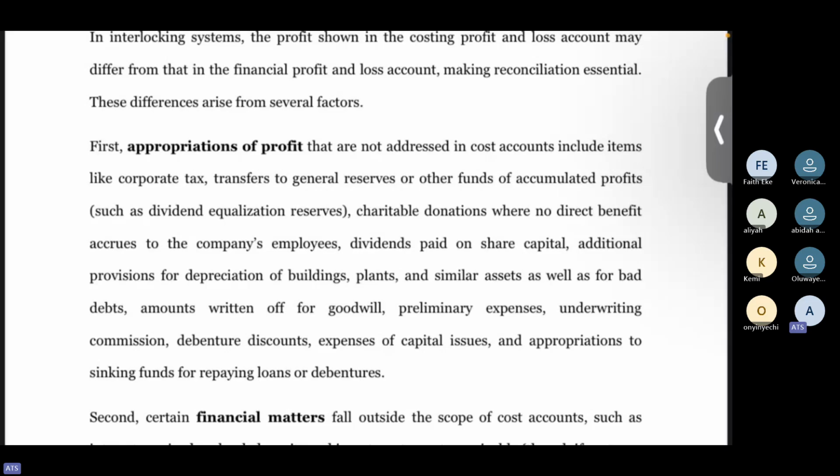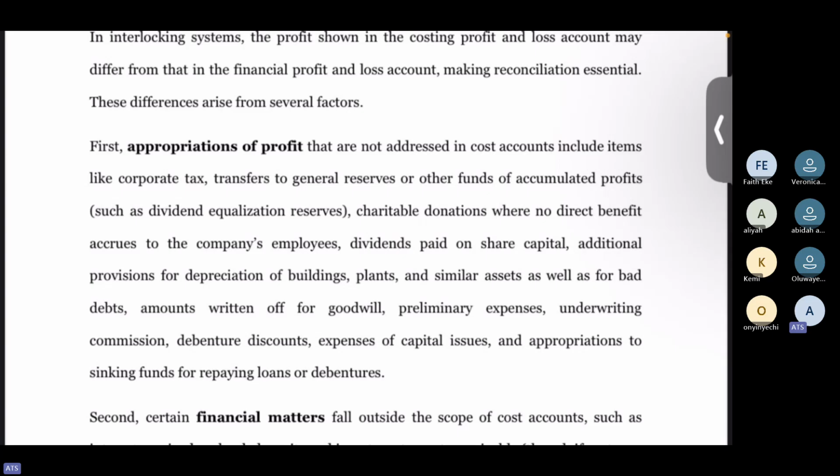However, in cost accounts, in most cases, cost accountants don't do all of that. They are not concerned with how much tax they have to pay, with sending to reserves, or with paying dividends to shareholders, right? So things like this might cause a difference in the profits. Another thing is charitable donations. Donations are usually concerned with financial accounts, where they are written off as expenses. But cost accountants may not even be aware of such donations because all they are doing is trying to ascertain costs.